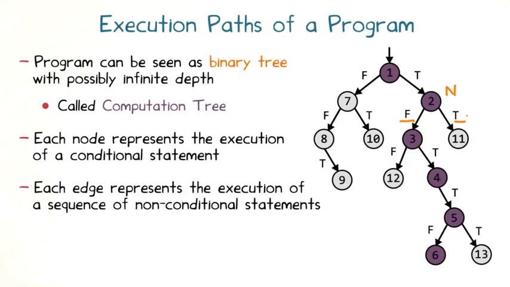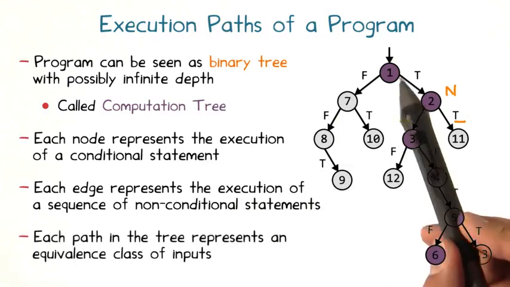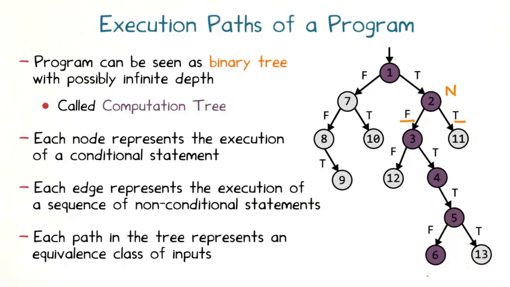Note that we have unrolled all loops in the program by representing each loop as a sequence of consecutive if-then-else statements. This means that our tree might have infinite depth, as some loops may be unbounded. Each path in the computation tree represents an equivalence class of inputs. If two inputs lead to the same set of branch points and statements executed, we consider those inputs to be equivalent. The goal of dynamic symbolic execution is to systematically generate non-equivalent inputs. That is, inputs that lead the program's execution along different paths in its computation tree.